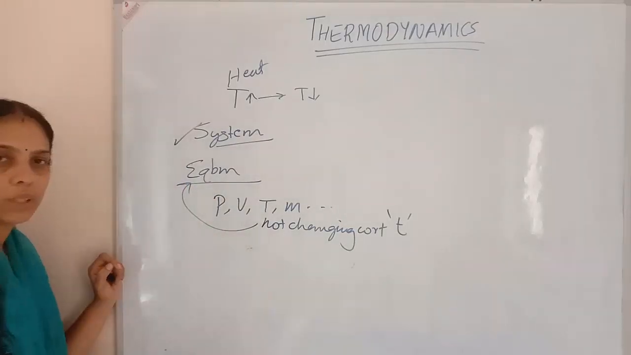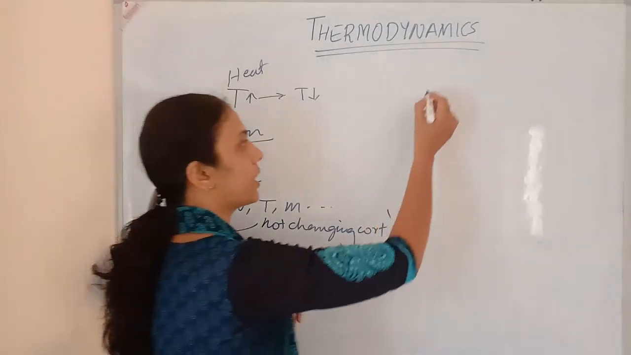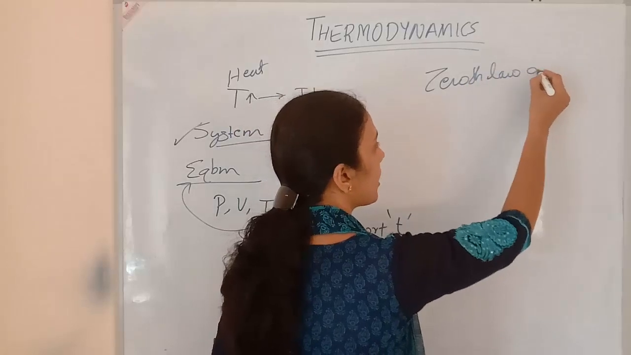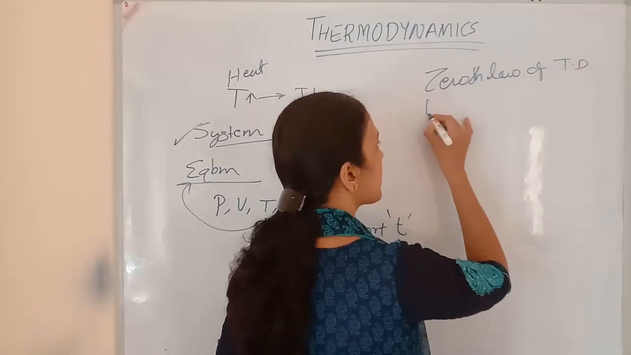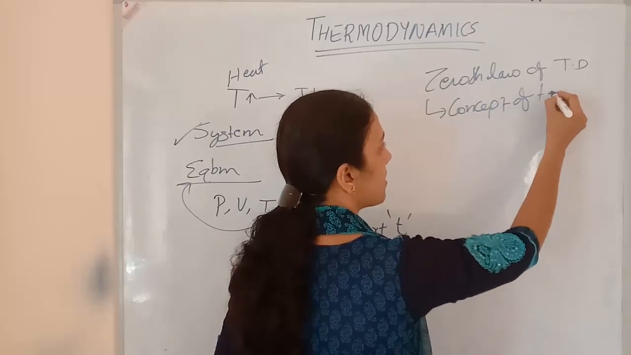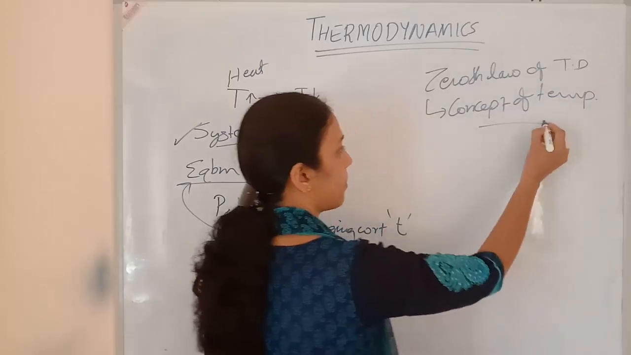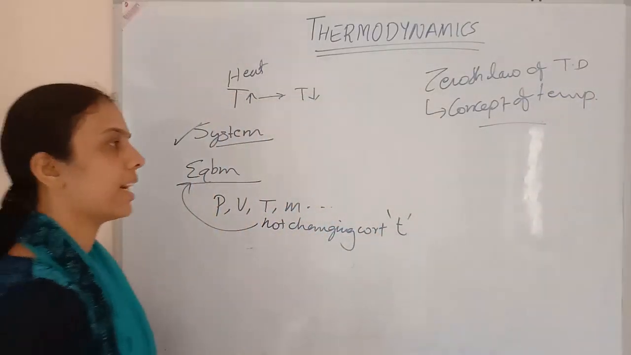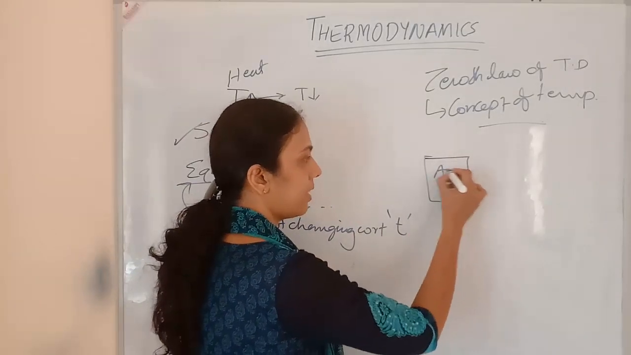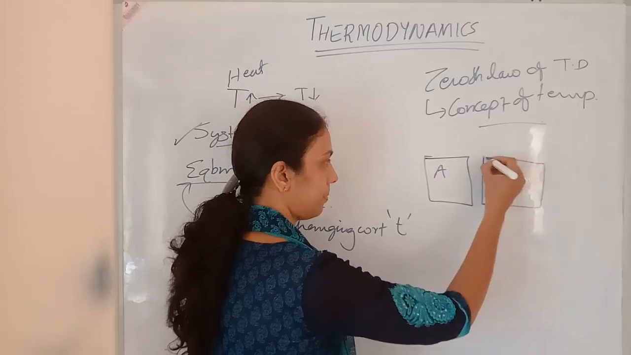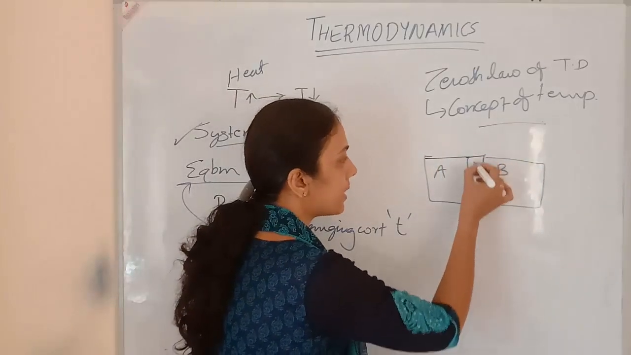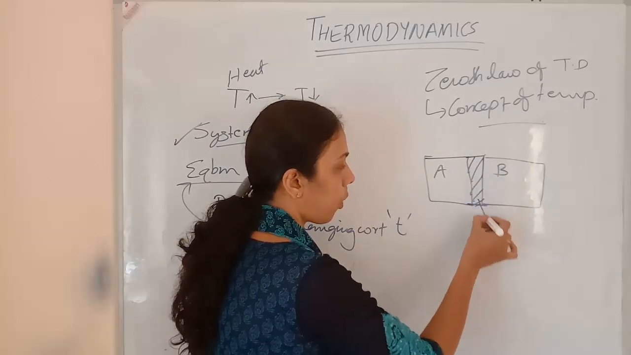Okay, next we are going to study the Zeroth Law of Thermodynamics. This gives the concept of temperature. First we are considering two systems, A and B. A and B are separated with an adiabatic wall.